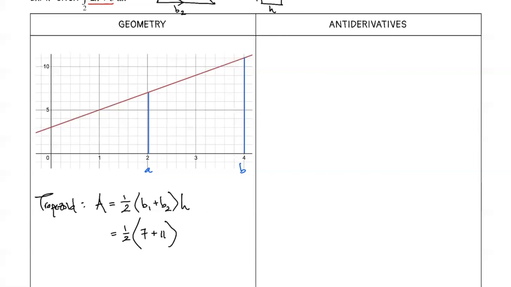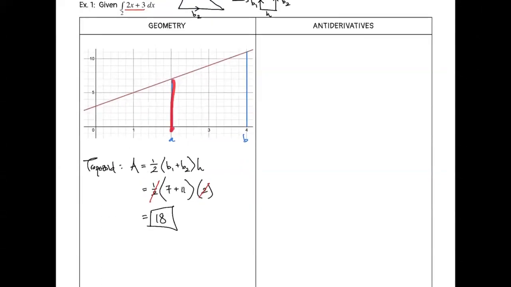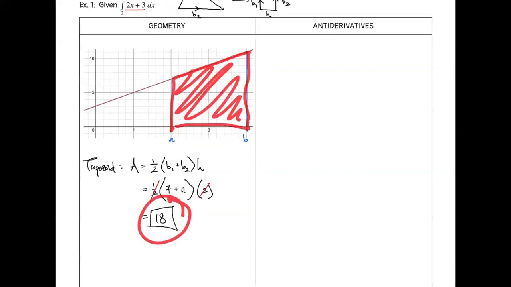All right, what is the height of this trapezoid? Yeah, the height of our trapezoid is just going to be this distance right here, or 4 minus 2, which gives us 2. Okay, so now let's do some mental math. This 1/2 and the 2 reduce to 1. 7 plus 11 will give me 18. Okay, and so my claim is that this area right here is 18.